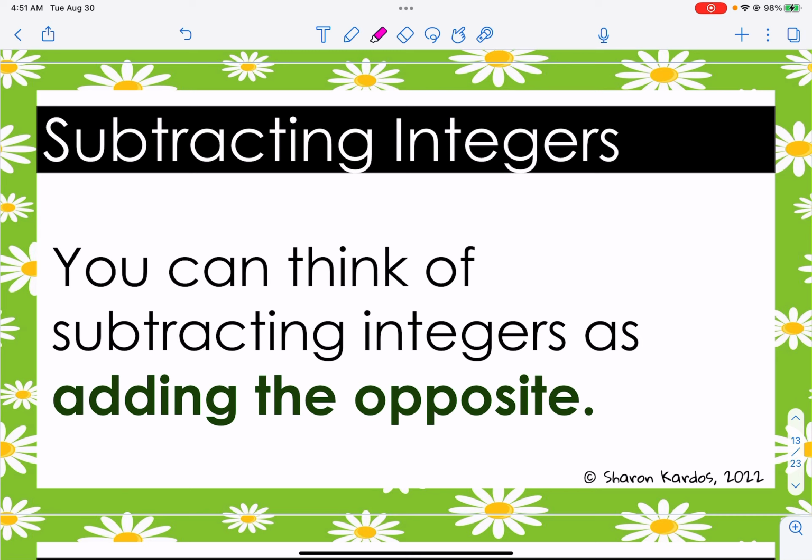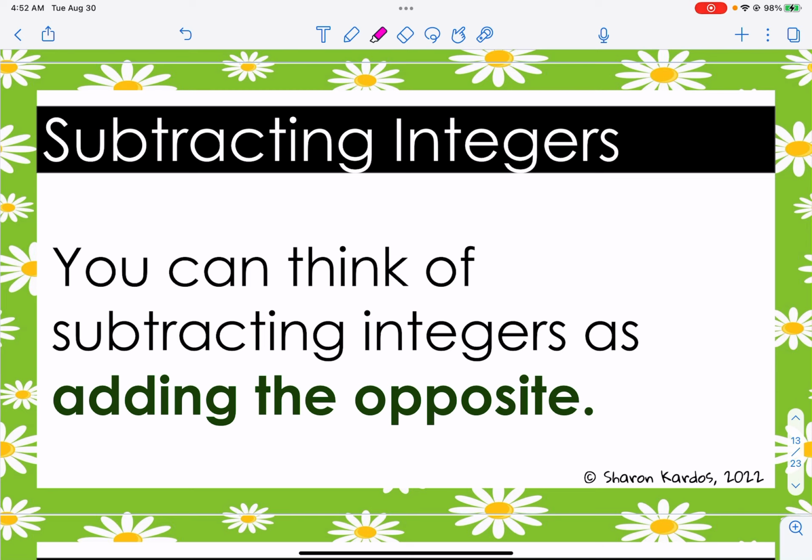These 2 rules are going to be super helpful when we start subtracting integers today, because we can't learn about subtracting if we don't know how to add. So make sure you're really comfortable with adding first and then move into subtraction. And we can think of subtracting integers as adding the opposite. Adding the opposite. So let's talk about what that means a little bit.